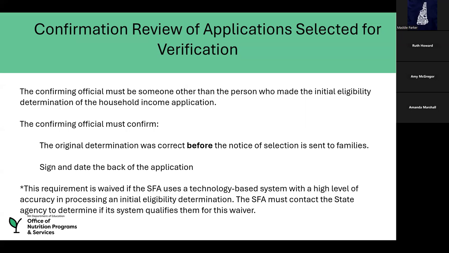After completing the confirmation reviews, the SFA may, on a case-by-case basis, replace up to 5% of applications selected. Applications may be replaced when the school food authority believes the household would be unable to satisfactorily respond to the verification request.